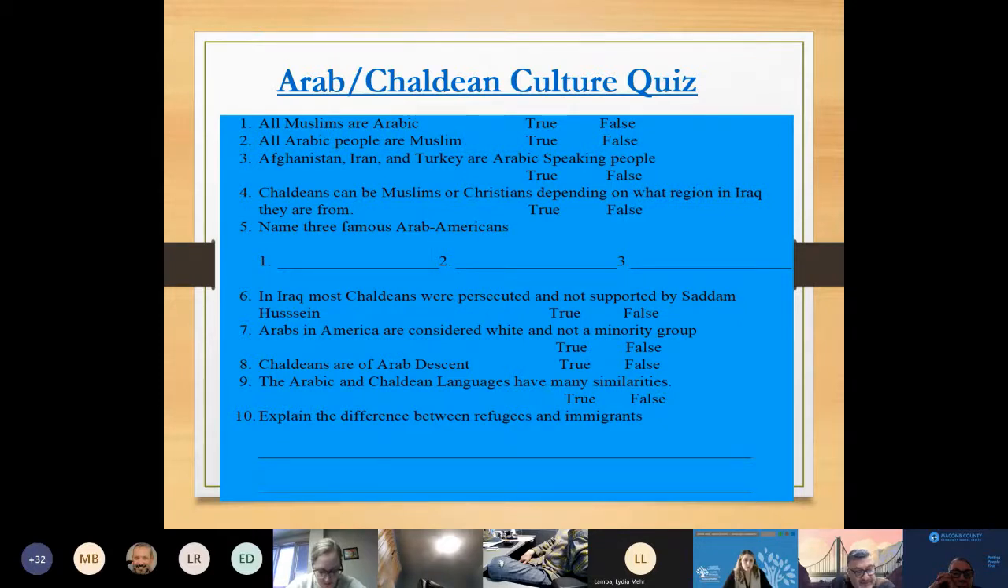Okay. Chaldeans are of Arab descent. No? They're not of Arab descent. If you go in history, just Google, go to Ammo Google, which means Uncle Google, and Google Chaldean history, and it will give you the Babylonians, the Assyrian, all that. And then you can begin to put the meat on that, historically speaking. The Arabic and Chaldean languages have many similarities.